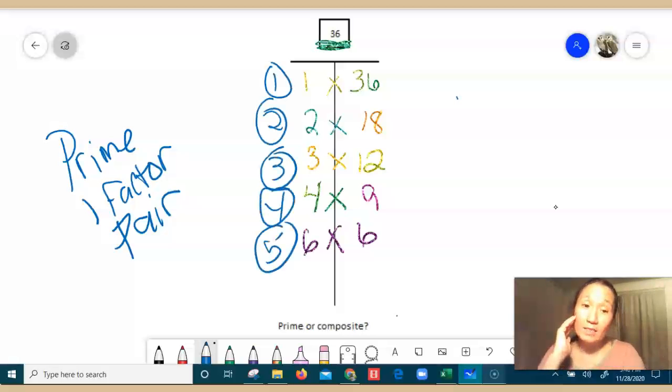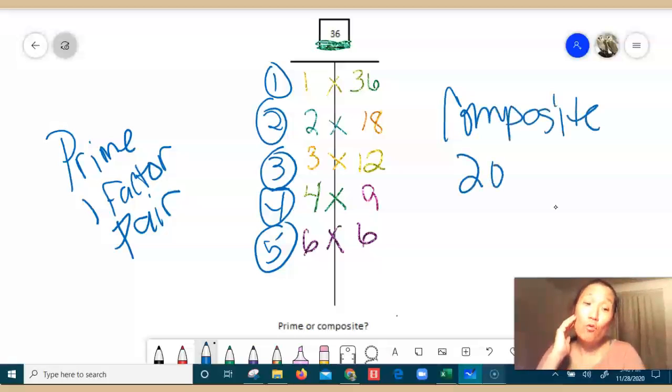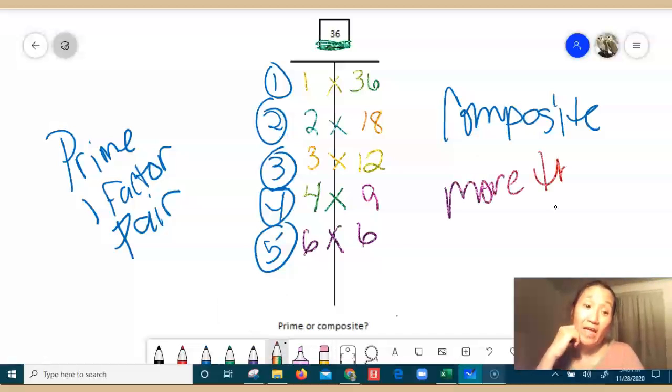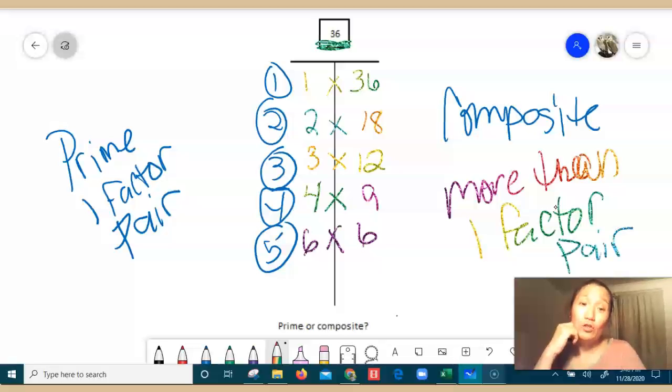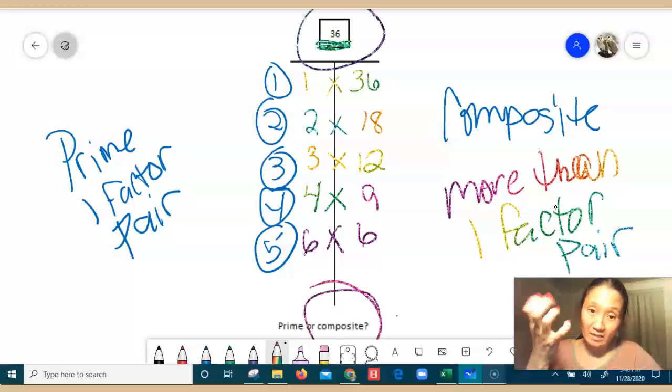So composite has more than one factor pair. So 36 is going to be composite because it has several factor pairs. It just doesn't have one in itself. Okay?